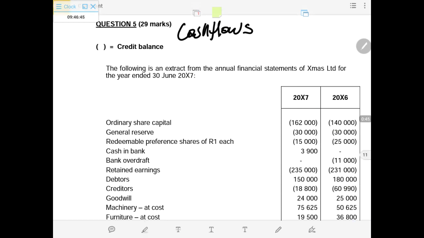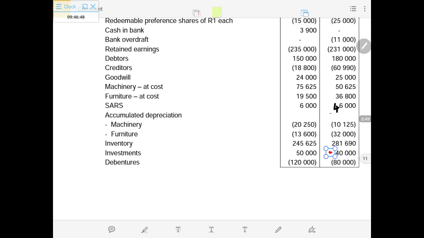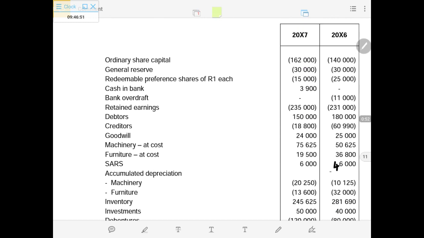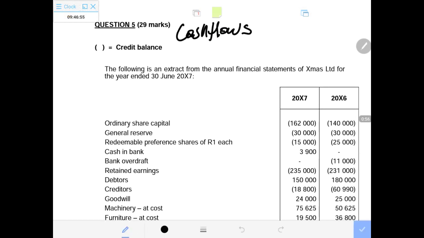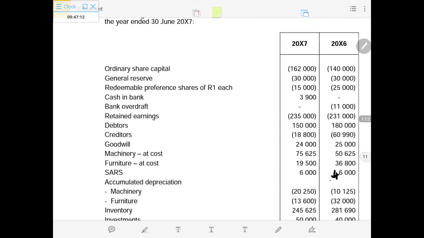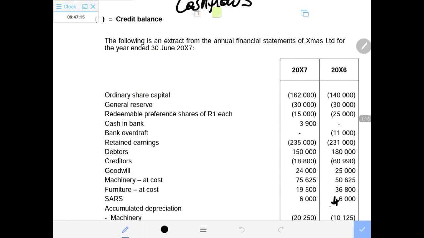Now, as usual, I will begin by reading what we are required to do. First, we are provided with the trial balance, and it is made clear that if an amount is in brackets, it indicates a credit, and if it is positive, it is a debit account. We are given the following extract from the annual financial statements of Xmas Limited for the year ended 30 June 2007. So the accounting period ends on 30 June each year, but this one ending 2007 is our focus here.